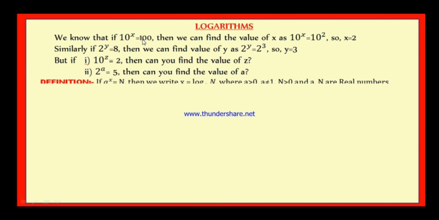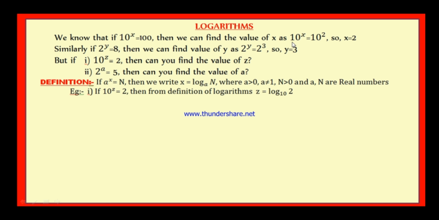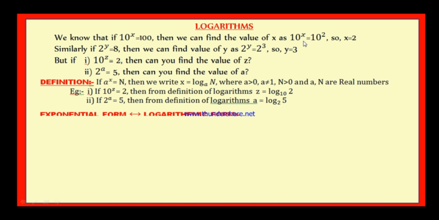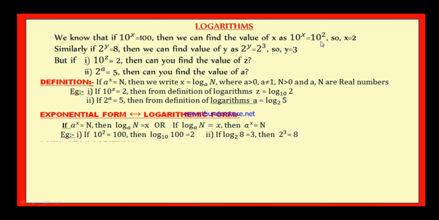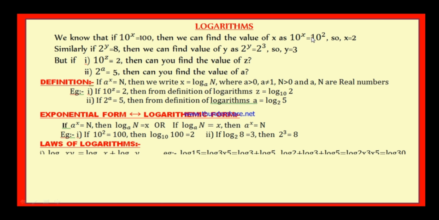Here, if I am given 10 power x is equal to 100 and you are asked to find the value of x, then you can write this 100 as 10 square. Then 10 power x is equal to 10 square means the bases are equal. If bases are equal, you can equate the exponents, so x is equal to 2.